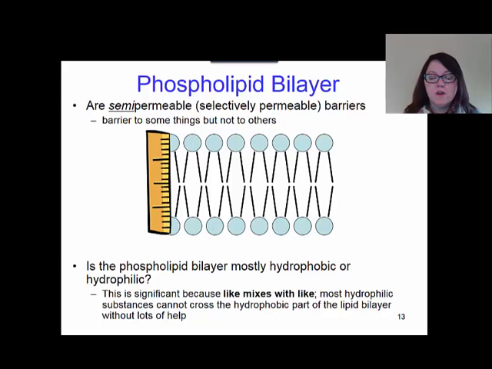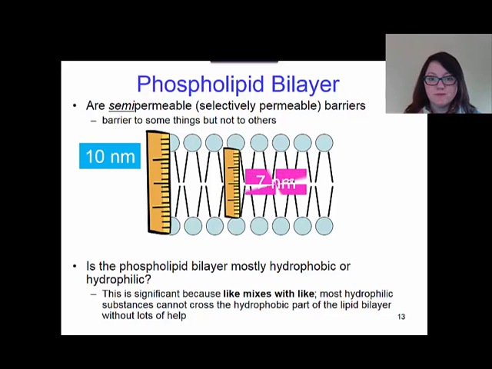Let's measure the width of our phospholipid bilayer. Right? And we'll say it's 10 nanometers. Now let's measure the portion of the phospholipid bilayer that is hydrophobic. And we'll say it's about 7 nanometers. Right? So basically 70% of the phospholipid bilayer is hydrophobic.